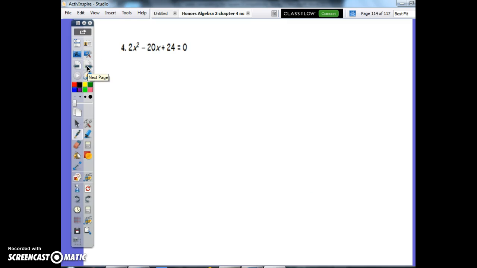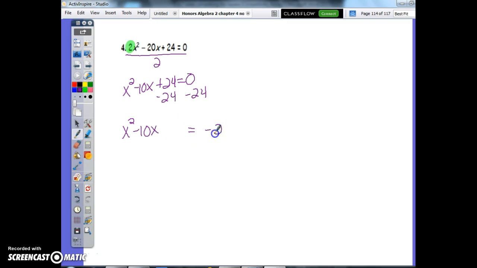When we look at this, we look and see our lead coefficient. Is it 1? No. So you divide the entire thing by 2, leaving me x squared minus 10x plus 24 equals 0. Bring the 24 over. I will get x squared minus 10x equals negative 24. But I'm going to have to add something to it. That thing we add to it, you take half the middle term and you square it. Well, half of negative 10 is negative 5. Squared is 25. And this goes into our boxes.